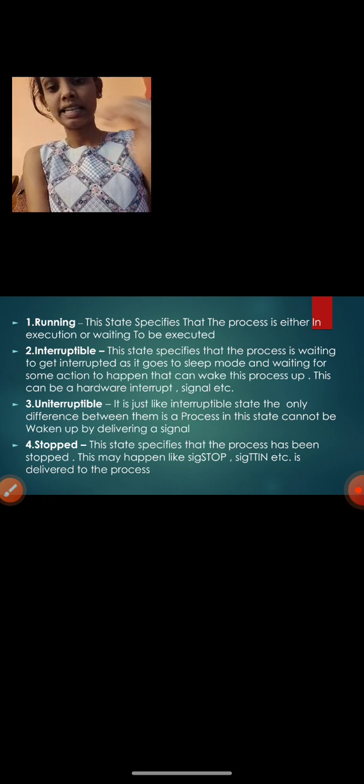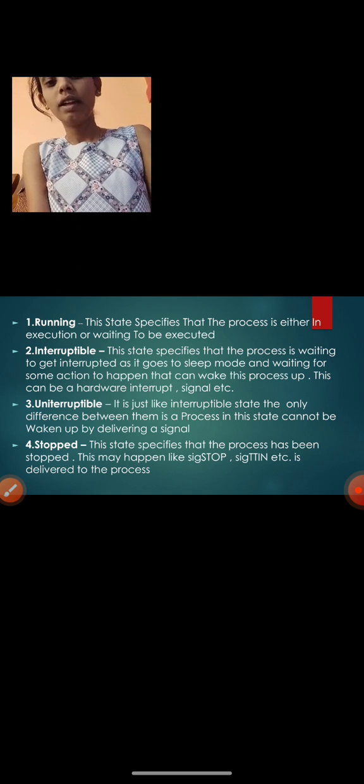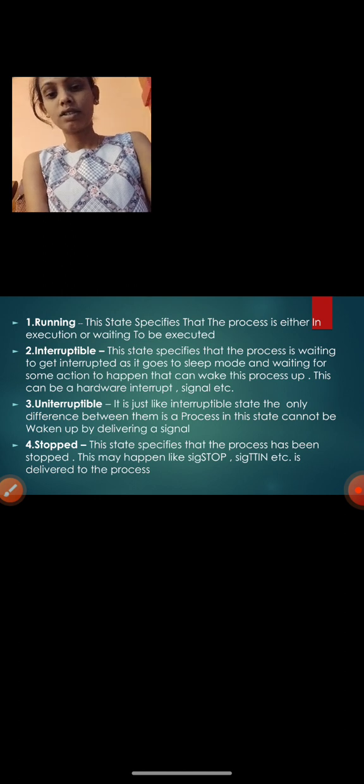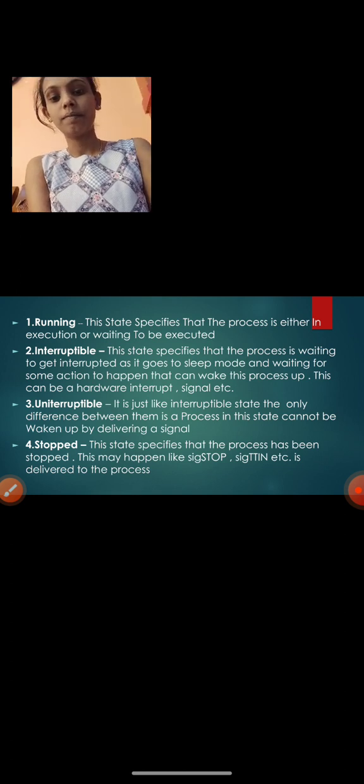Uninterruptible is just like the interruptible state. The difference between them is that in this state the process cannot be woken by delivering a signal. In interruptible, it can be woken by any event that happens, but in uninterruptible, it cannot. Stopped specifies that the process has been stopped, for example by signals like SIGSTOP, etc.